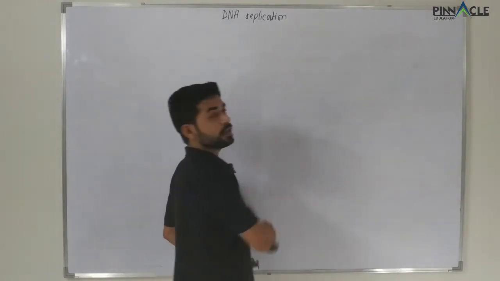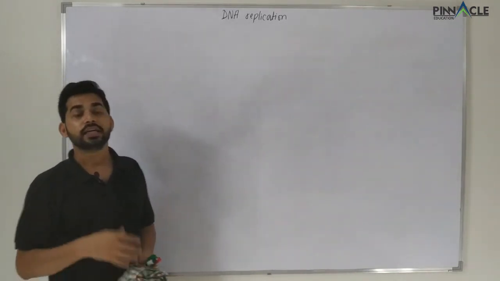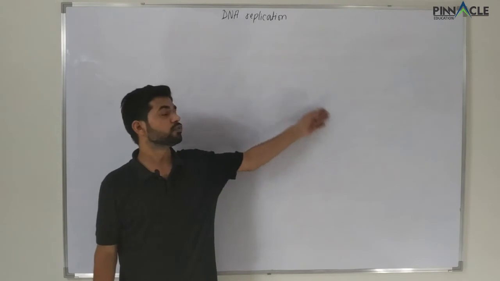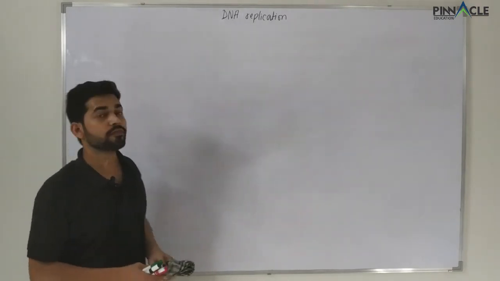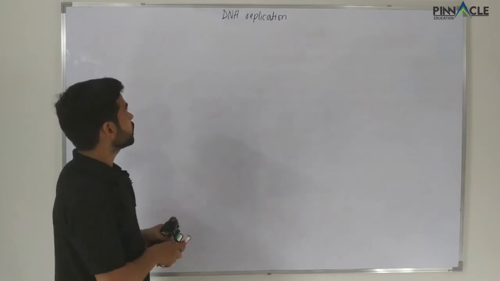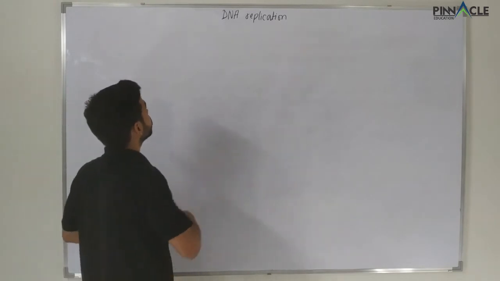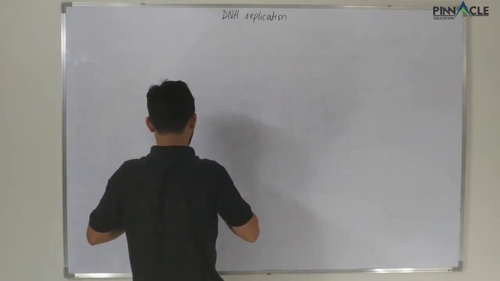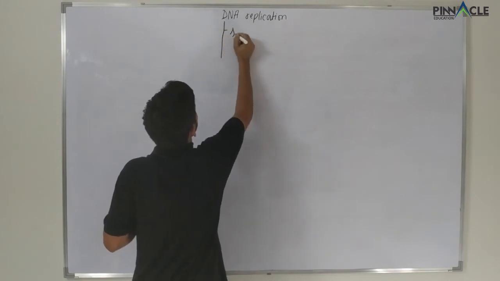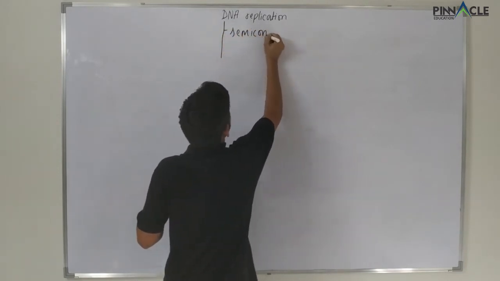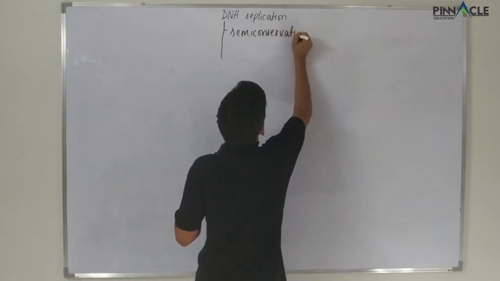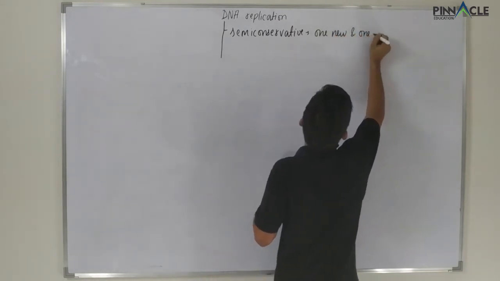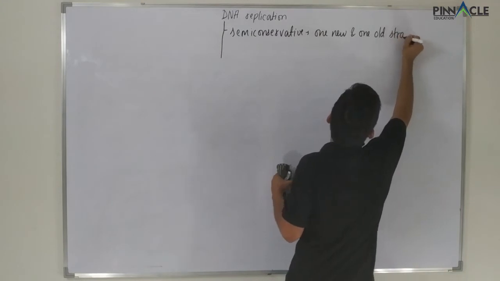Now we will come to the main part of DNA replication, that is, the machinery or the enzymes that are used in DNA replication. But before going into the detail, we have to study 3 properties of DNA replication. One property is semi-conservative, so it is semi-conservative in nature, that is, one new and one old strand would be there.